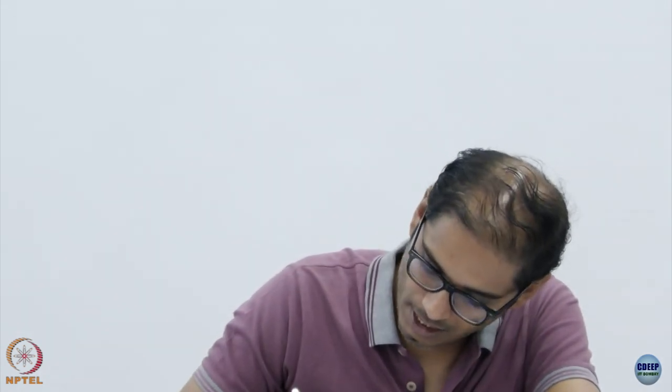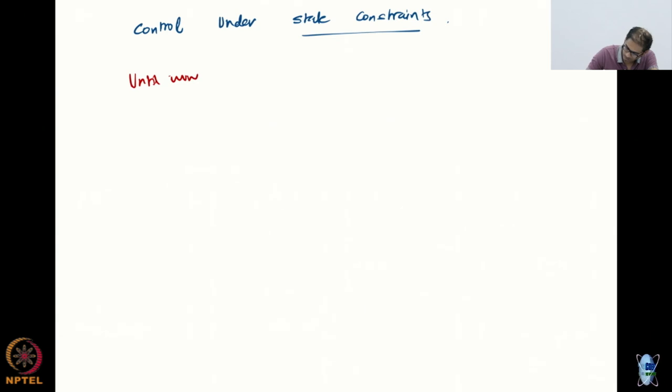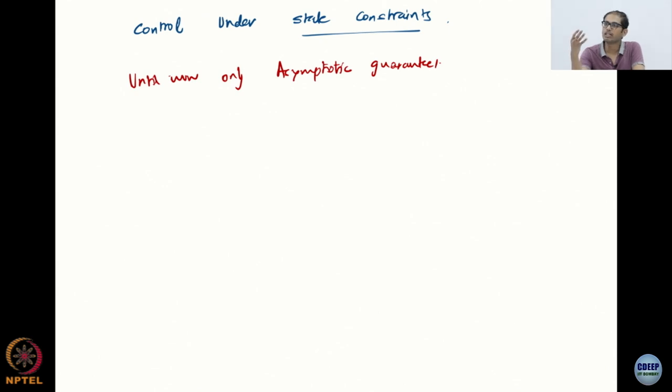One of the key requirements in a lot of applications is that your state trajectories, while they're in transient, basically until now we are only talking about asymptotic performance. So until now, only asymptotic guarantees. What does it mean? It means that I'm only saying that I will do this as t goes to infinity. I'm doing something nice as time becomes large. So the big question is, what about transients?